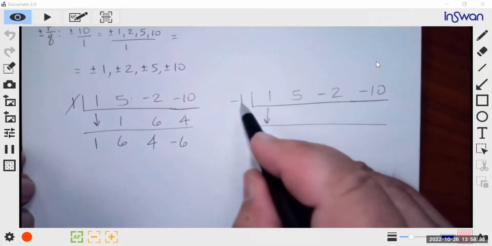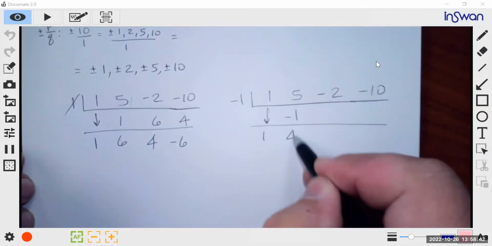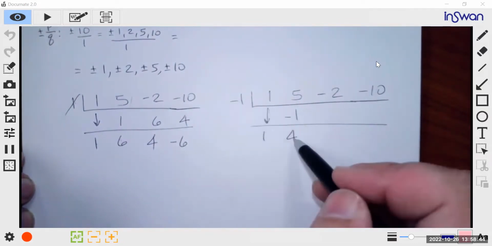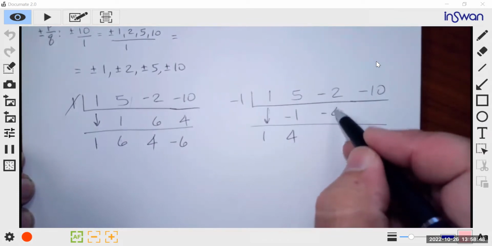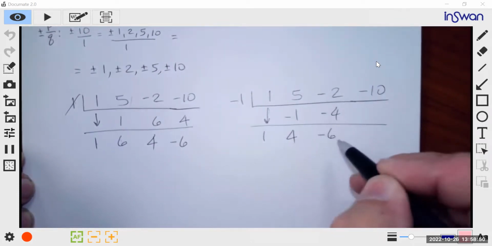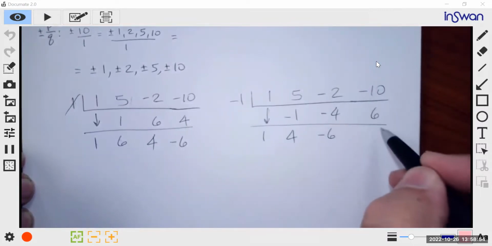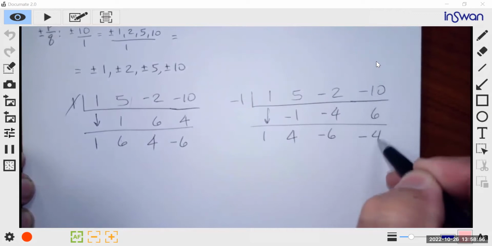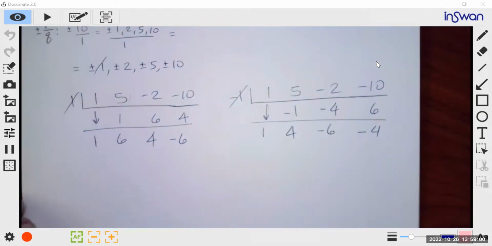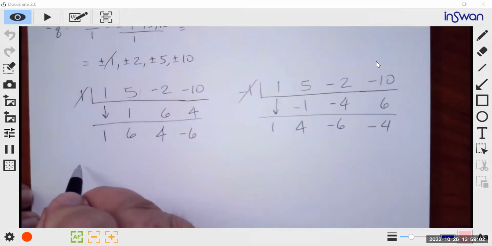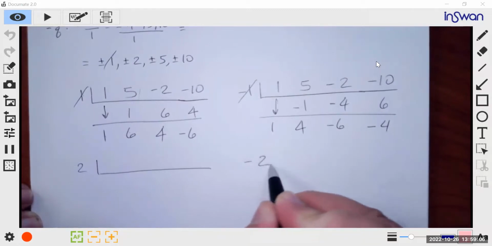Another one: -1 times 1 is -1. 5 minus 1 is 4. -1 times 4 is -4. -4 plus -2 is -6. Negative times negative is a positive, 1 times 6 is 6. 6 minus 10 is -4. So that doesn't work. All the ones are gone. Let's try 2 and -2.